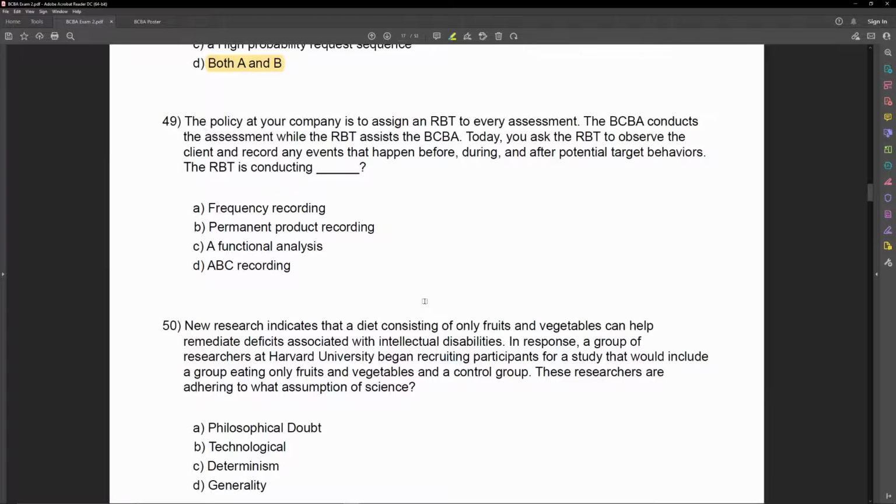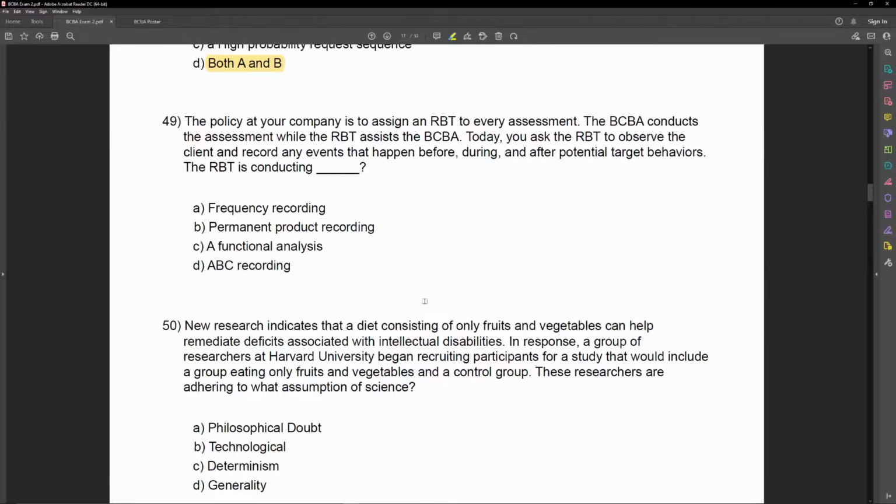49. The policy at your company is to assign an RBT to every assessment. The BCBA conducts the assessment while the RBT assists the BCBA. Today, you ask the RBT to observe the client and record any events that happen before, during, and after potential target behaviors. The RBT is conducting what? Very easy question. Okay, you should be able to answer this question in 20 seconds. One of the easiest questions you'll see. If you don't know the answer to this almost immediately, go back and review measurement. What is the RBT doing?